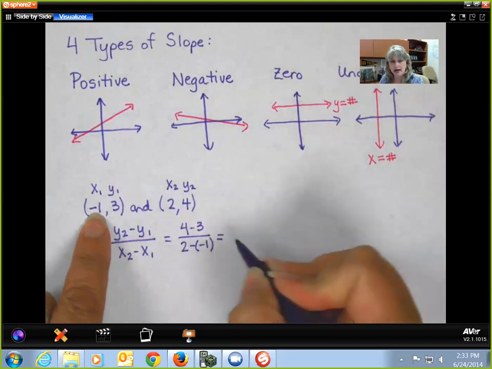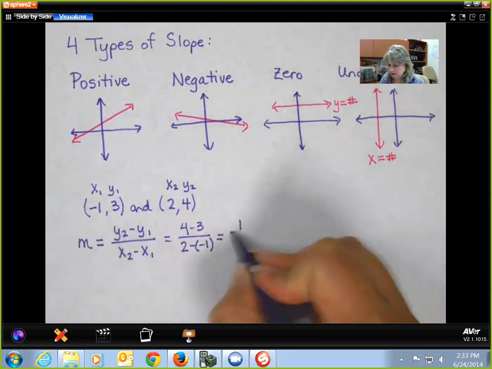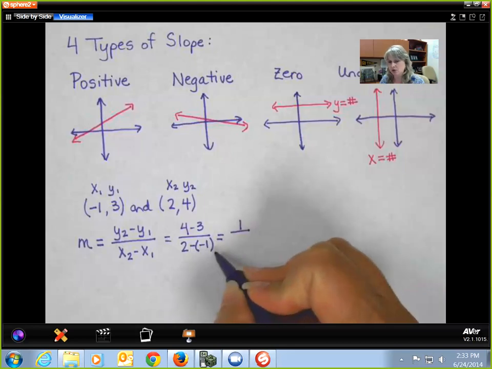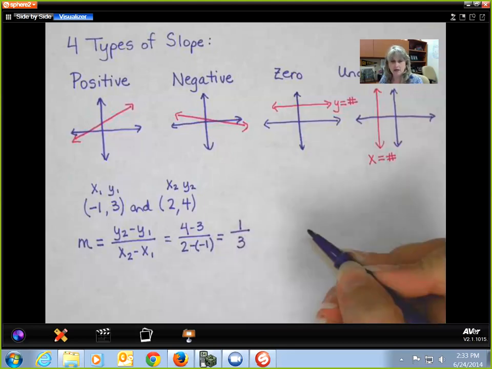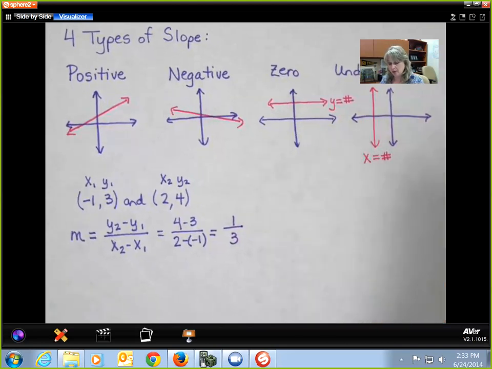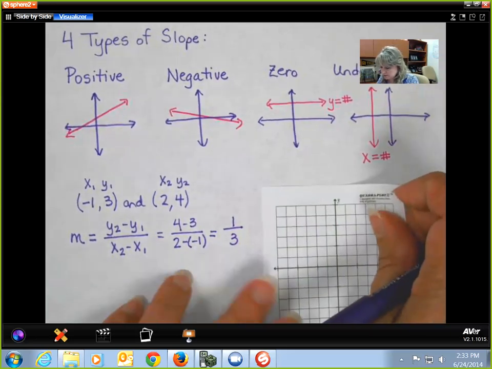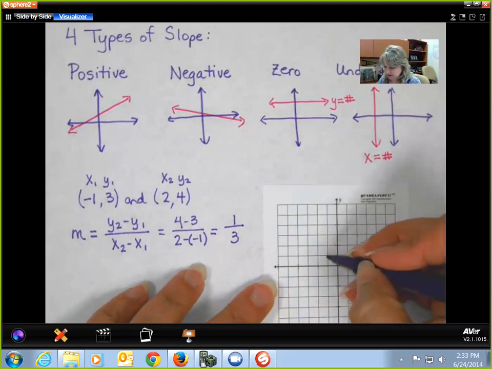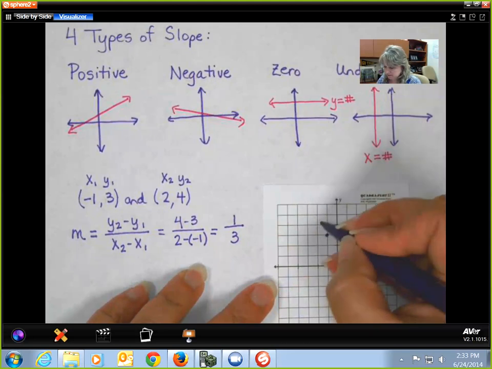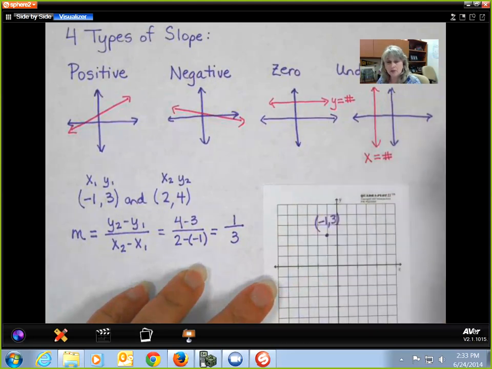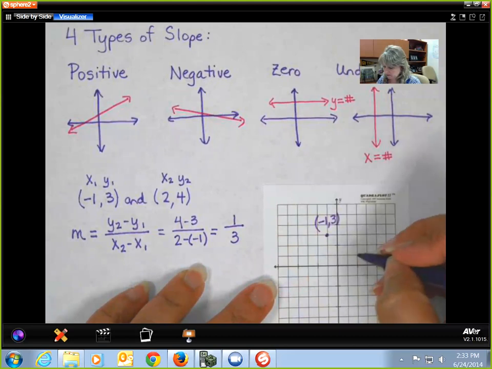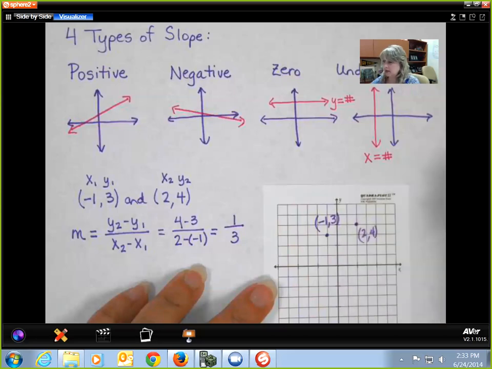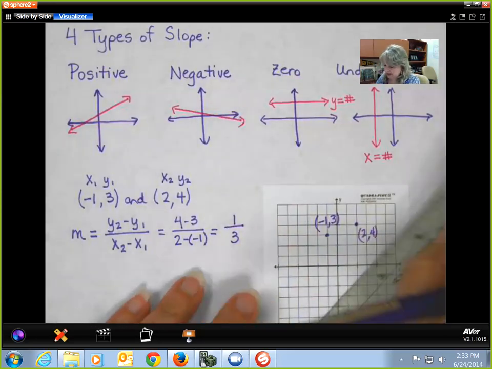And then we're going to reduce that. 4 minus 3 is 1. 2 minus -1 is the same thing as 2 plus 1, which is 3. So my slope is 1/3. Now, let's look at what happens when we graph these 2 points and connect them. Okay, so if I go to the point -1, 3, and also to the point 2, 4, and then we can connect these. I'm going to use a straight edge.